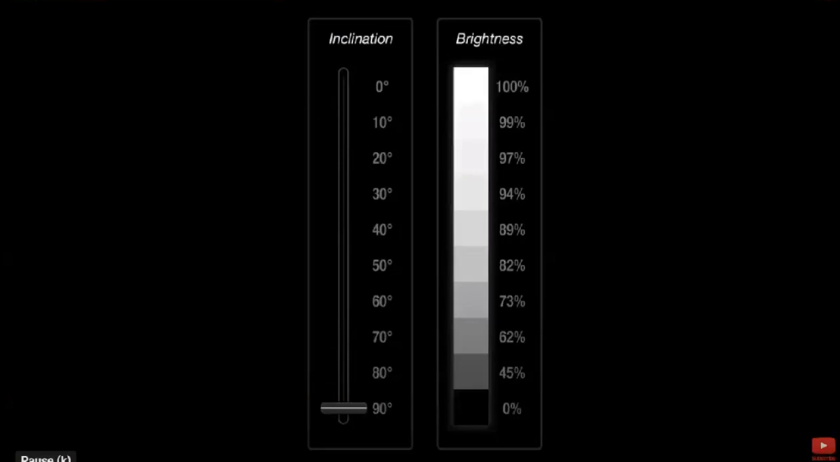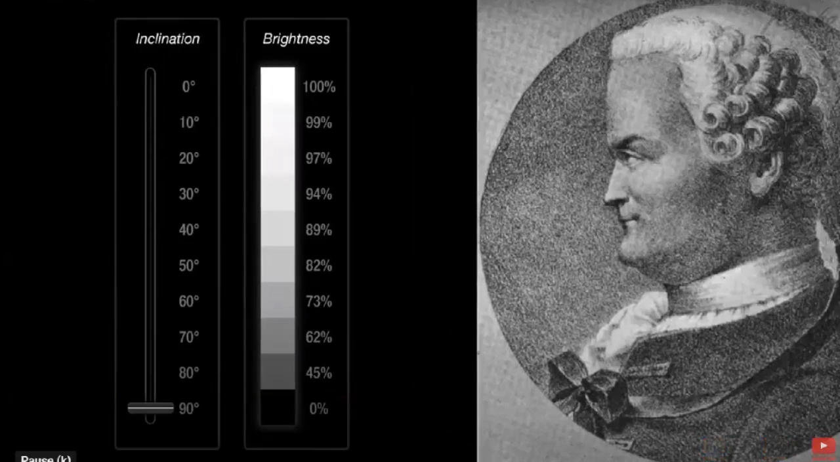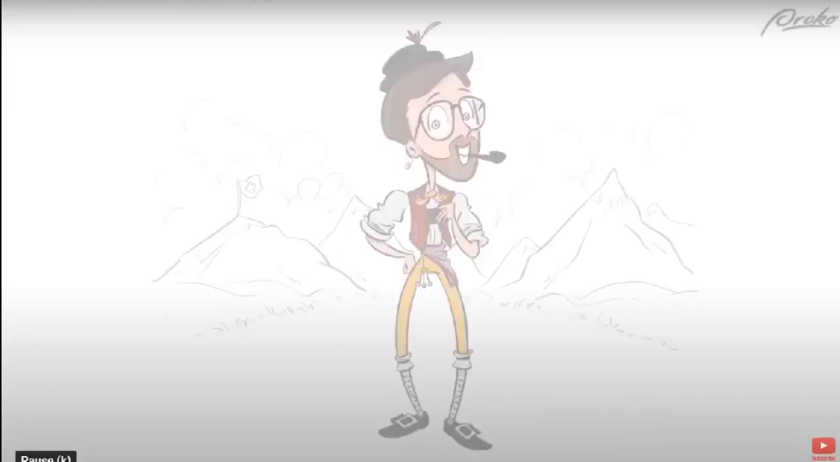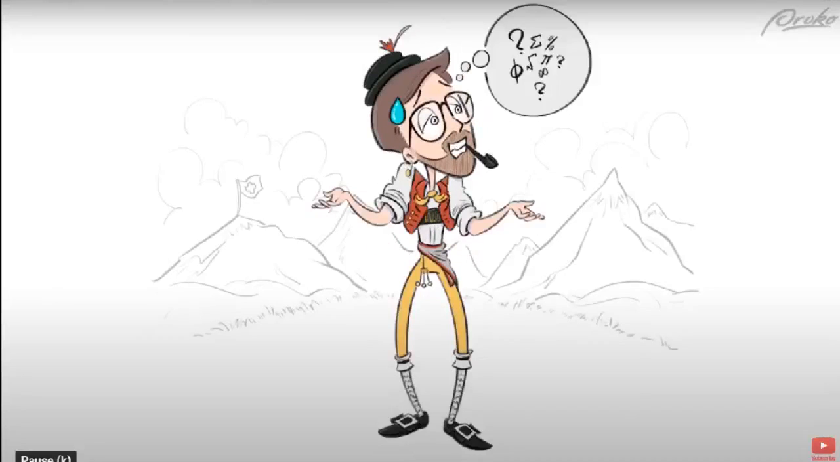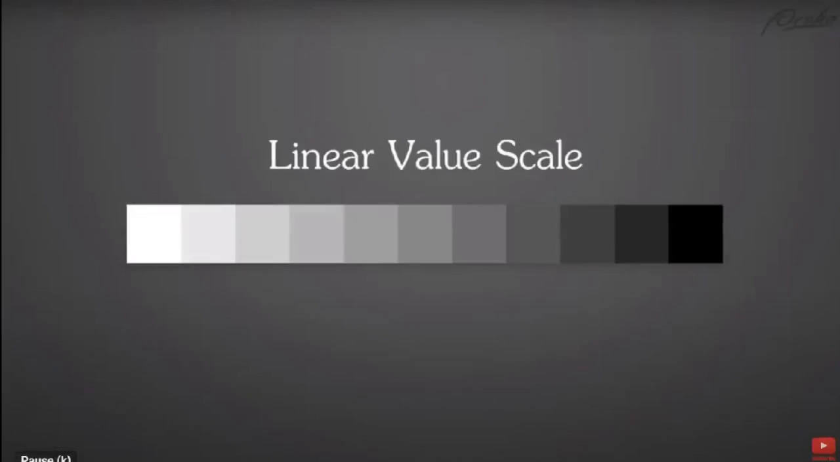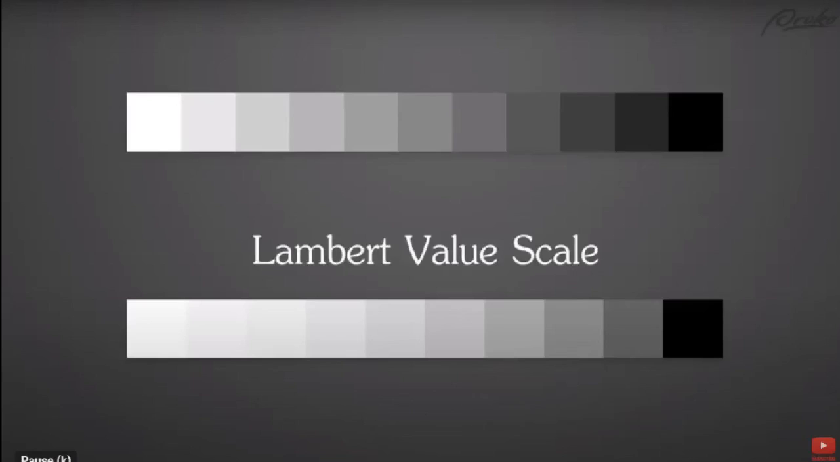This, my friends, is Lambert's emission law. It is named after Johann Heinrich Lambert, a Swiss polymath. Fun fact, I'm also Swiss, but I'm not great at math. This image shows a linear value scale with even steps going from 100 to 90, 80, 70, and so forth until 0. That's what we would expect. But what happens in nature is this: 100, 99, 97, 94, 89, 82, 73, 62, 45, 0. We can call this a Lambert scale.